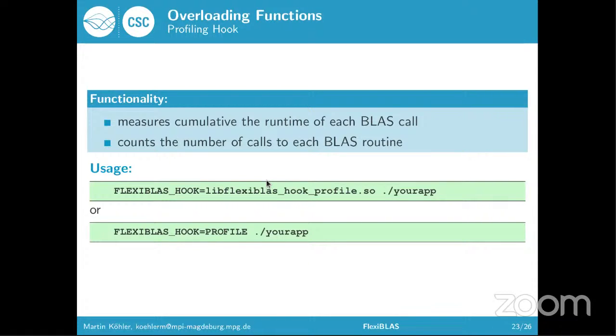At the moment, we only provide one of these hooks, for the easy profiling stuff, so the cumulative runtime of each BLAS call and counting the number of each BLAS call, and you do it with this variable called FlexiBLAS hook. There you either give the SO file where the hook is inside, or select it out of a list. That's a colon separated list, and the hooks are executed in the way you specify them in this list. So if you want to have 10 hooks loaded, you have to give 10 SO files, and they are executed in the order you have given them there.